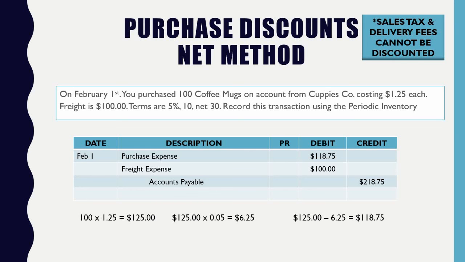So again, we calculated at the bottom here, 100 times $1.25 gets you $125. Then you're going to multiply that by the 5% discount, which is $6.25, and take that right off of the $125. You're going to get $118.75 for just the purchase expense. And here is the freight expense. So therefore, in total, you owe $218.75.